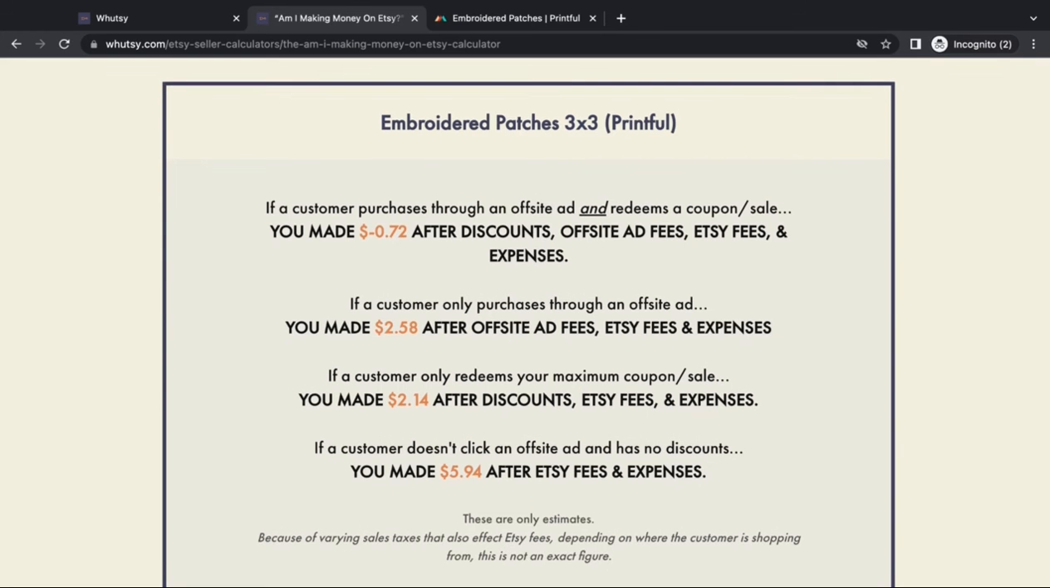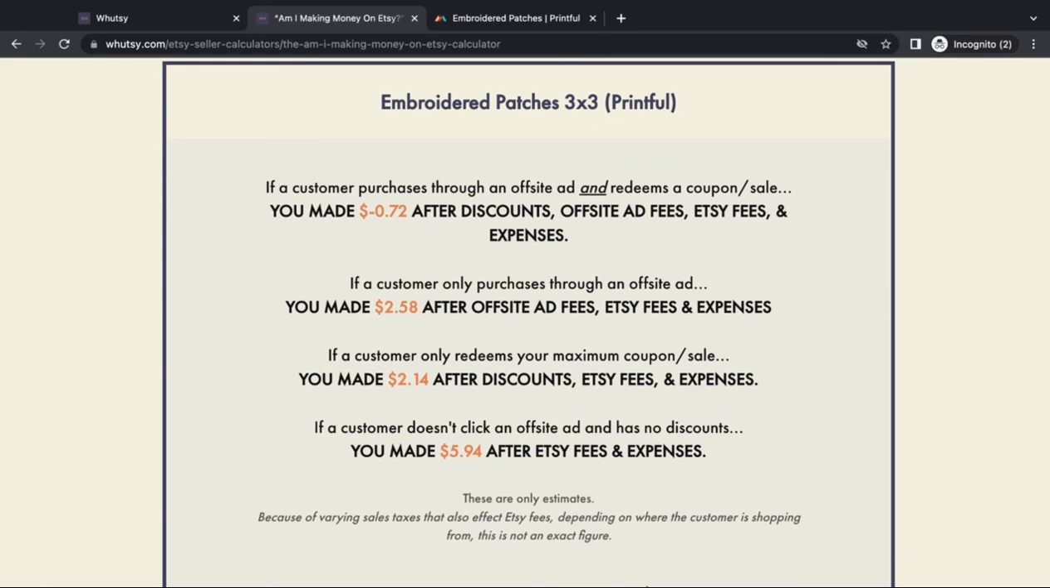If a customer only purchases through an offsite ad, you made $2.58 after offsite ad fees, Etsy fees, and expenses. So if they click through an offsite ad and don't use a coupon, I'm still making money. Okay, so that's good. If a customer only redeems a coupon for your maximum coupon or sale, I made $2.14 after discounts, Etsy fees, and expenses. So this is the scenario where someone doesn't click through an offsite ad. They just use a coupon at that highest level that I offer discounts. I still make money, so that's good.